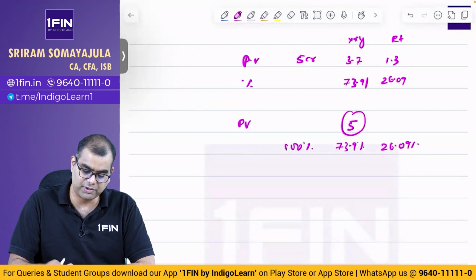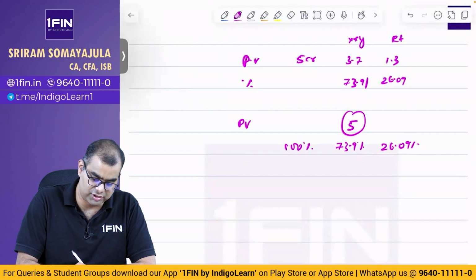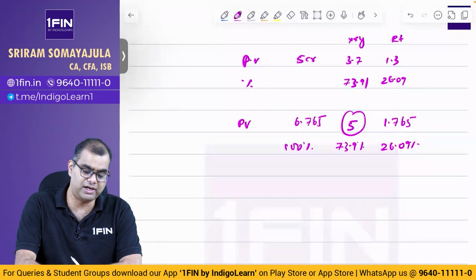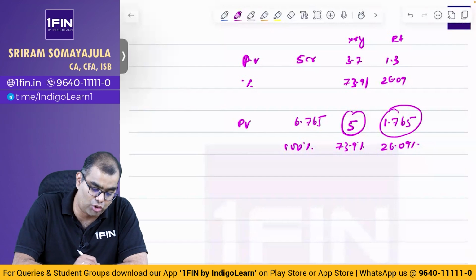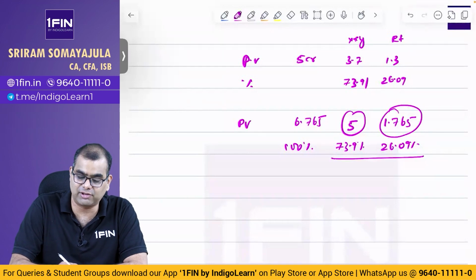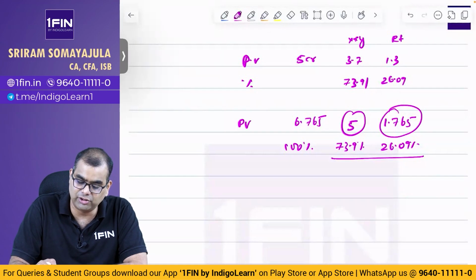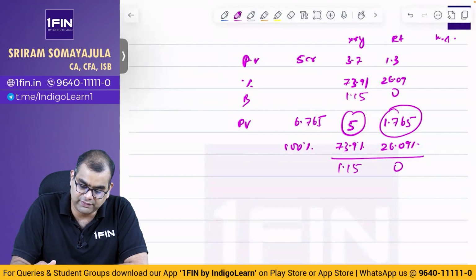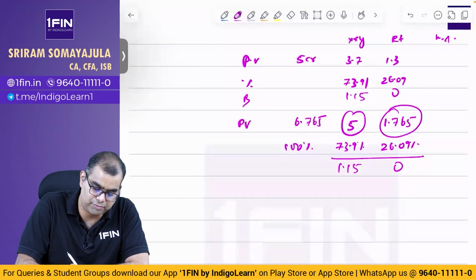So what is 26.09? 5 divided by 73.91 into 26.09. ஆனால் you'll get, then you have to have 1.765. அப்போ total will be 6.765. இந்த 6.765ல you add a new risk free of 1.765 so that your beta gets reduced. இது கணக்கு போட்டாலும் அதே தான் வரப்போகுது. 1.765 into அதோட பீட்டா 0 ப்ளஸ் 5 அதோட பீட்டா 1.15. வெயிட்டட் ஆவரேஜ் பீட்டா எவ்வளோ? 5 into 1.15 divided by 6.765 பண்ணால் you get 0.85.